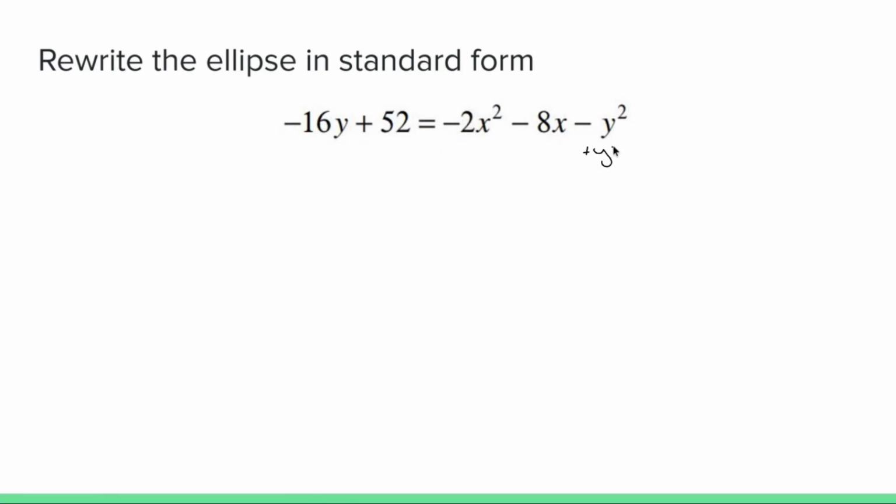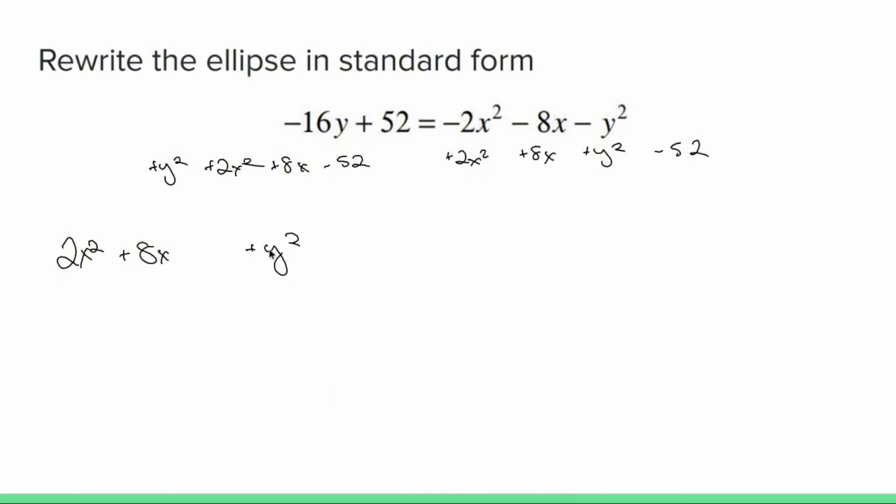Okay, let's add y squared to both sides like so. Let's add 2x squared to both sides like so. Let's add 8x to both sides like so. Let's leave that there. Let's subtract 52 from both sides, and it's a mess. Let's write out all of our x information first. We have 2x squared. We have 8x, leave some space. We have y squared. We have negative 16y, leave some space, equals negative 52.